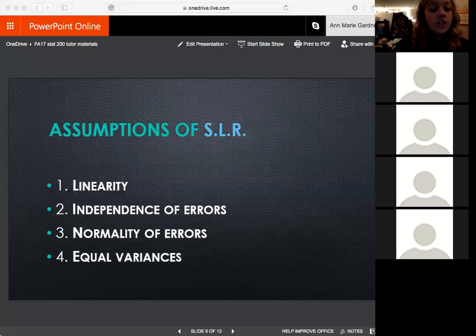For independence of errors, you're going to use your plot of residuals. This is also going to come out of Minitab. You want to make sure that the errors are independent of each other. You don't want there to be some sort of trend, because that's basically saying that the errors are related, which is not what we're looking for.